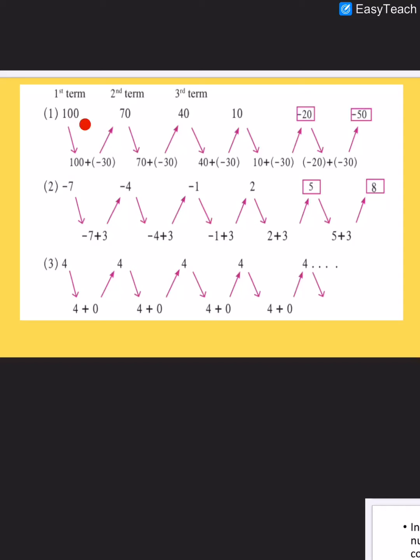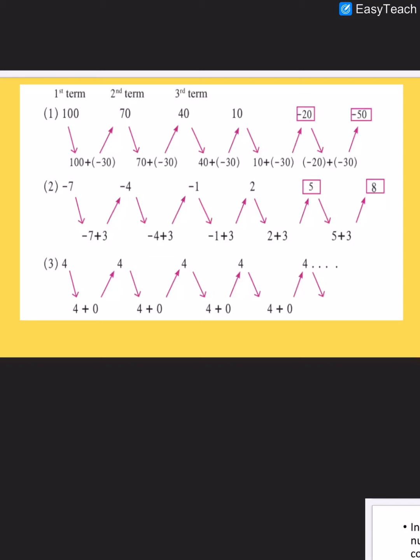Here 3 sequences are given. The first sequence is 100, 70, 40, 10, minus 20, and it goes on like this. The first term is 100, the second term is 70. What is the increase in this sequence? To get that, we do 70 minus 100. What is the difference? Minus 30. So when minus 30 is added to 100, we get the second term, 70. Again, when minus 30 is added to 70, we get the third term, 40. So a constant number is added to the previous term to get the next term in the sequence.